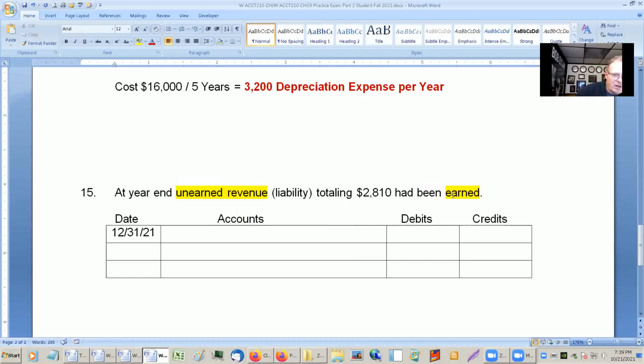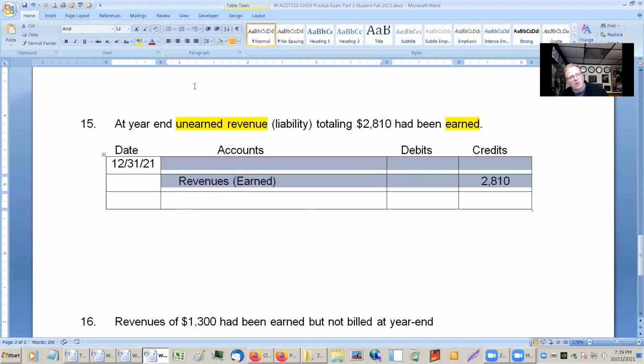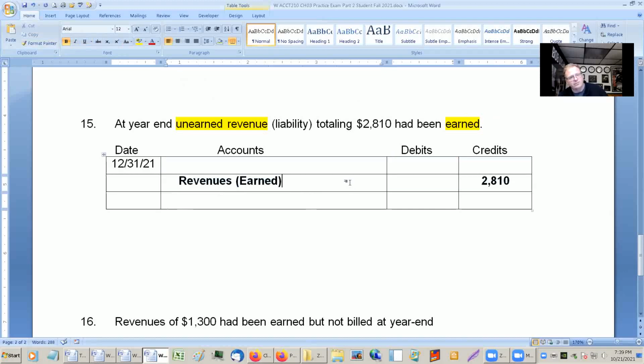Now it says that we've earned 2,810 though. So are we talking about a revenue or an expense here? It says a revenue because it has been earned. Good. So it's revenue. And revenues are nice because we know that they are always going to be credits.